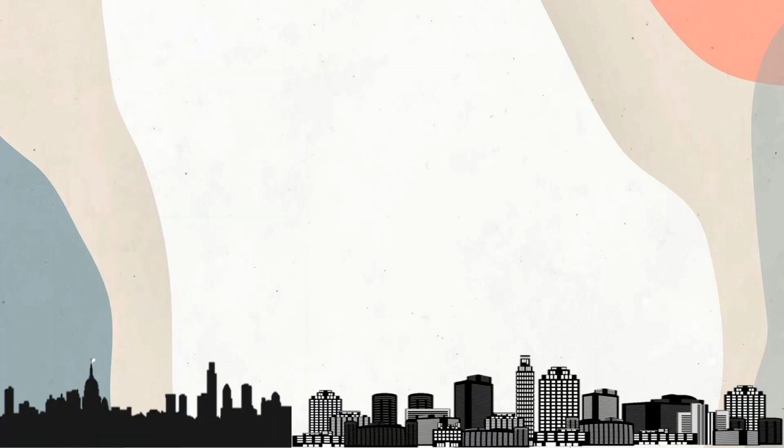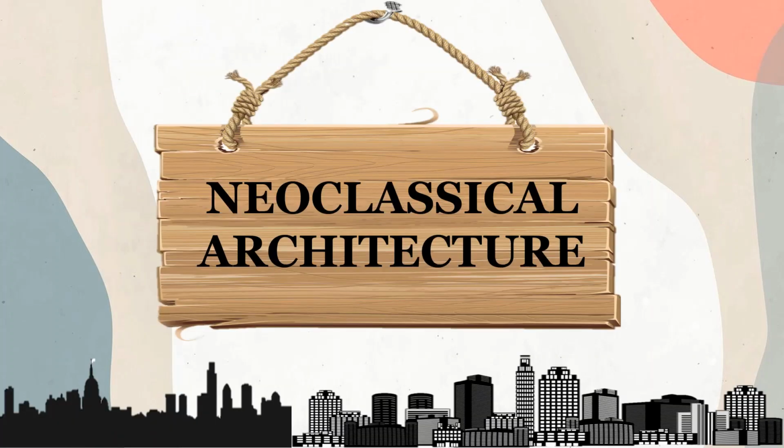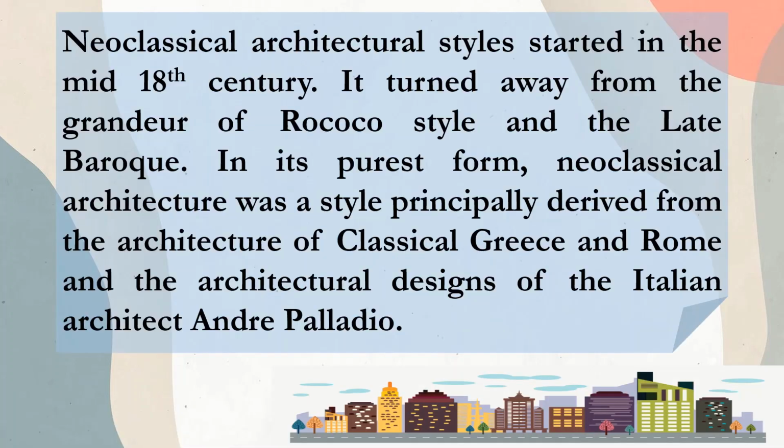Now, let's start our discussion. Today's topic is about neoclassical architecture. Neoclassical architectural styles started in the mid-18th century. It turned away from the grandeur of Rococo style and the late Baroque. In its purest form, neoclassical architecture was a style principally derived from the architecture of classical Greece and Rome and the architectural designs of the Italian architect Andrea Palladio.